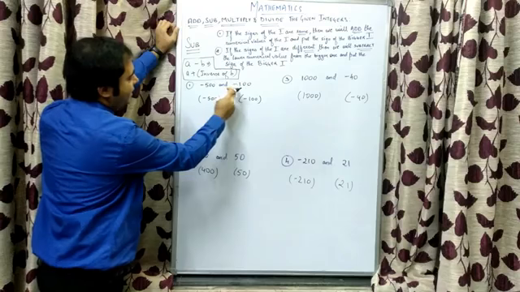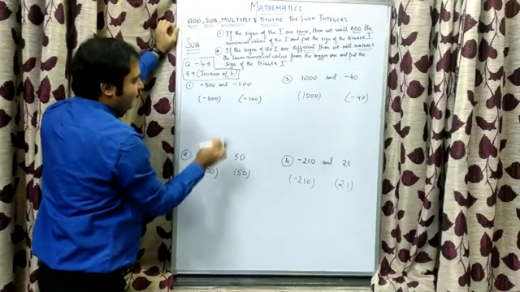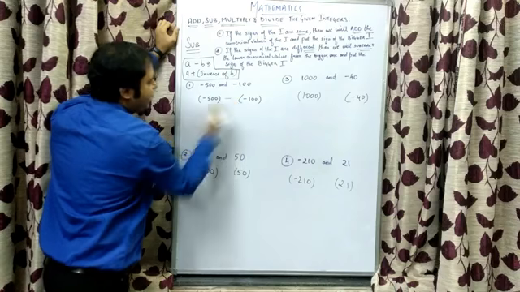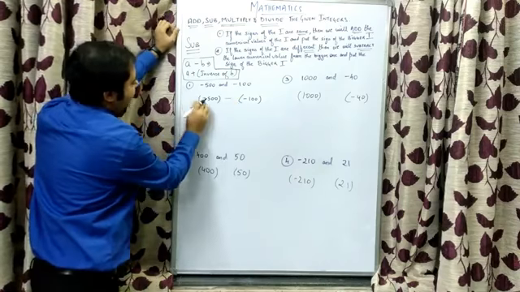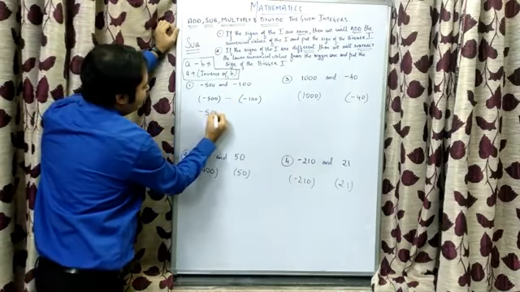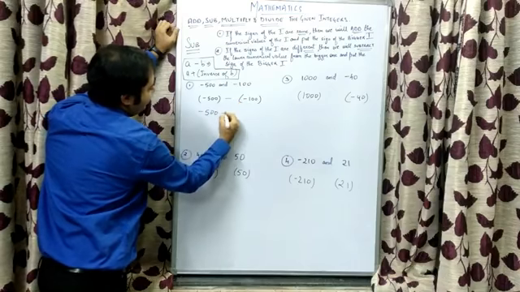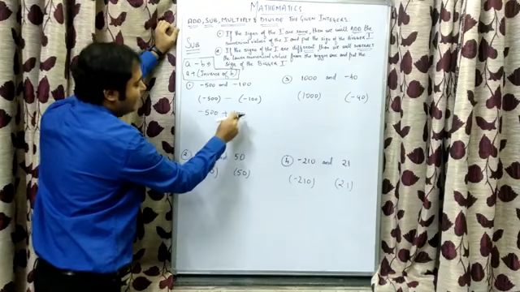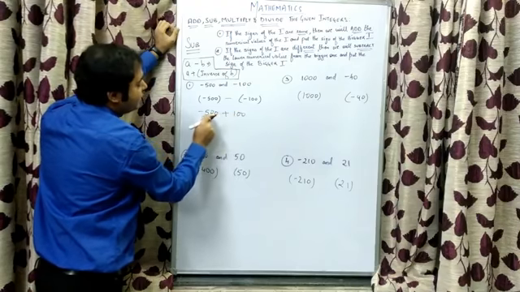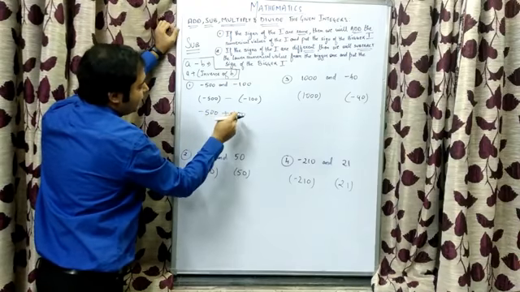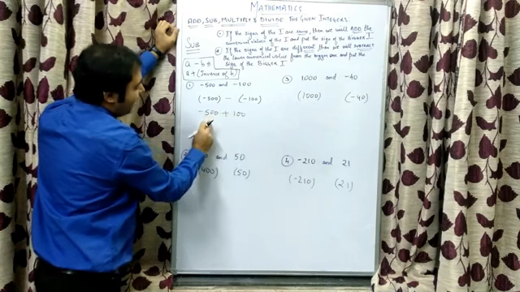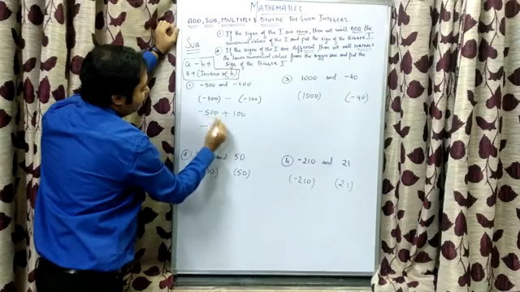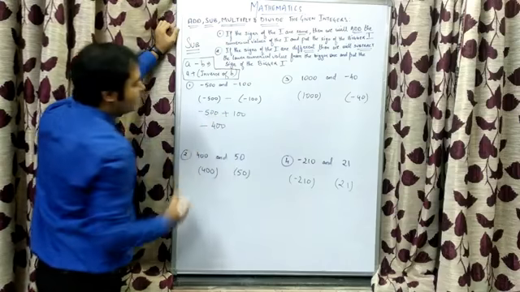Minus 500 and minus 100 are to be subtracted. I have written them in brackets. We have to perform subtraction, therefore I will put a minus sign here. Plus into minus is minus 500. Minus minus will give you plus 100. Signs are different, therefore we'll subtract the smaller one from the bigger one and we'll put the sign of the bigger number. 500 minus 100 is 400, right?